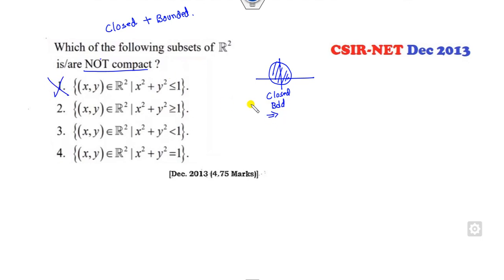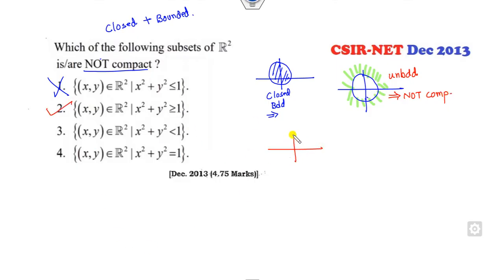This option is cancelled. X square plus y square is greater than or equal to 1. What does greater than mean? We look at the outside portion. So what is the outside portion? It is unbounded. Once it is unbounded, it means it is not compact. So it means the second option is correct.